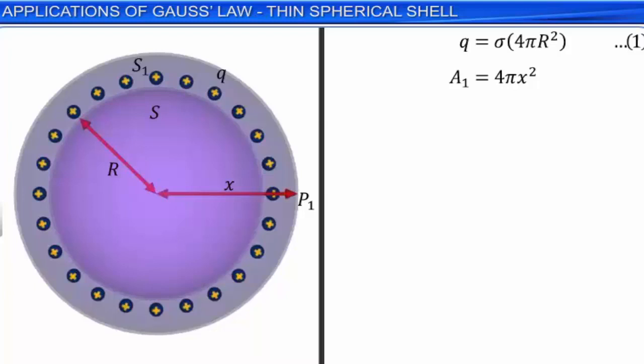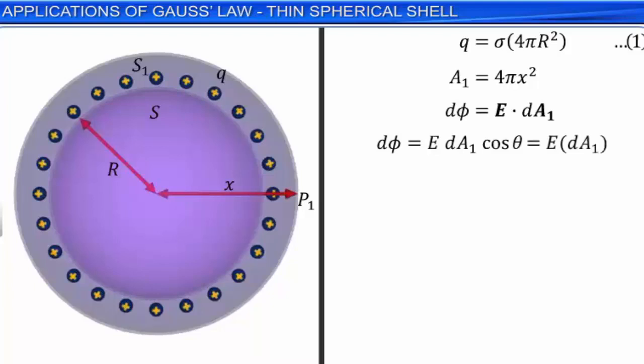The electric flux d phi passing through a very small element of area dA1 of the Gaussian spherical surface S1 is equal to E dot dA1, which is equal to E dA cos theta, where theta is the angle between the directions of the electric field E and the area vector dA. Here, as E and dA1 are parallel to each other, theta is 0. Cos 0 is equal to 1. Therefore, d phi is equal to E dA1.